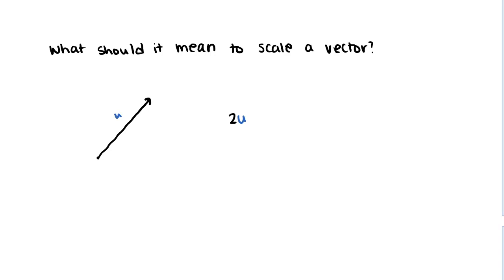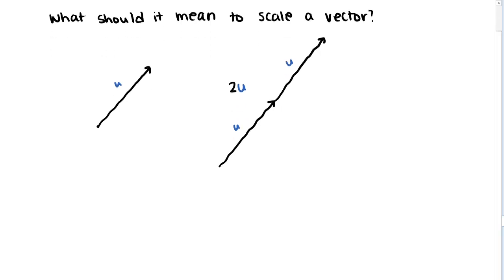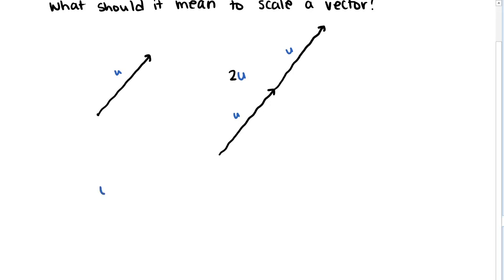So 2 times u should represent the vector obtained by taking the vector u and doubling it, or adding it onto itself. So stacking the displacements. We're stretching this vector by a factor of 2. So that's really how we should envision this vector 2 times u. It's really just stretching this vector by a factor of 2, doubling it. It's going in the same direction, just twice as far. And then here, what about something like negative u?